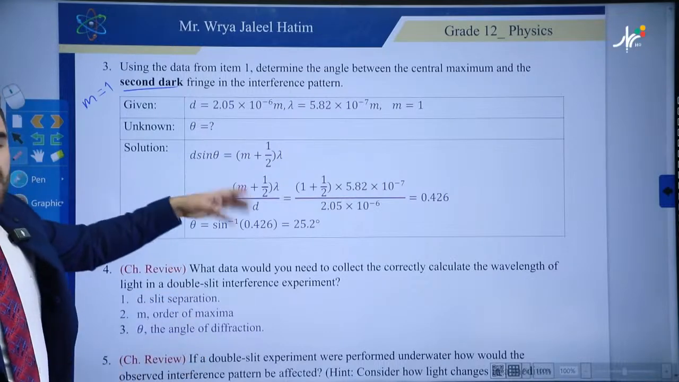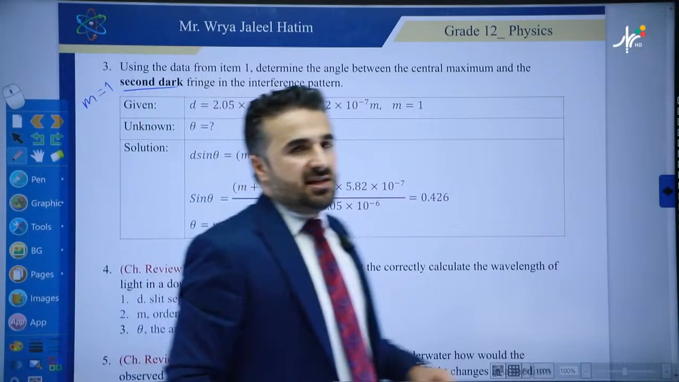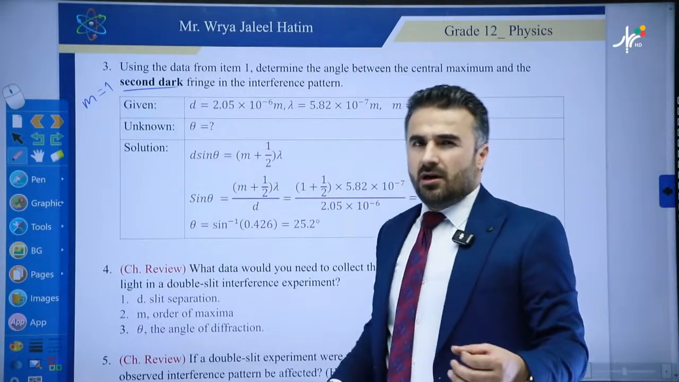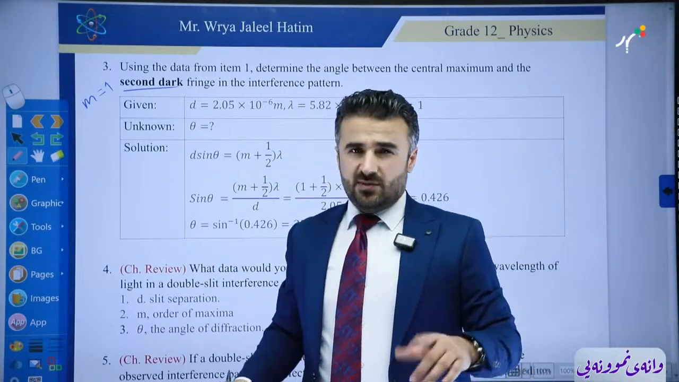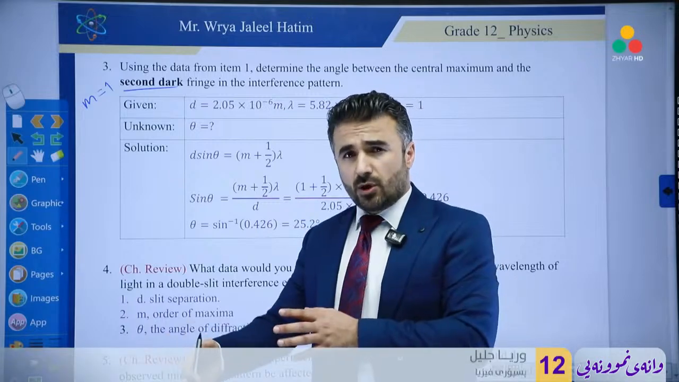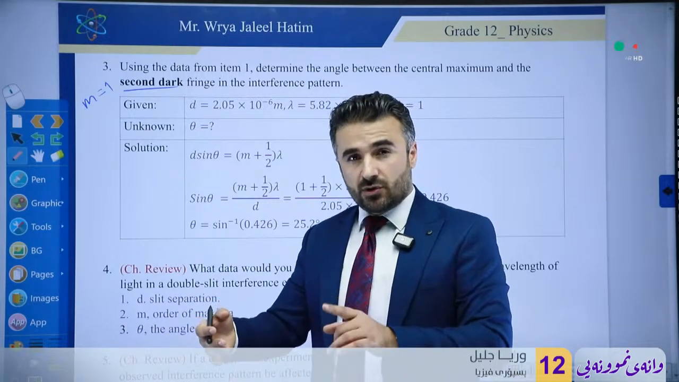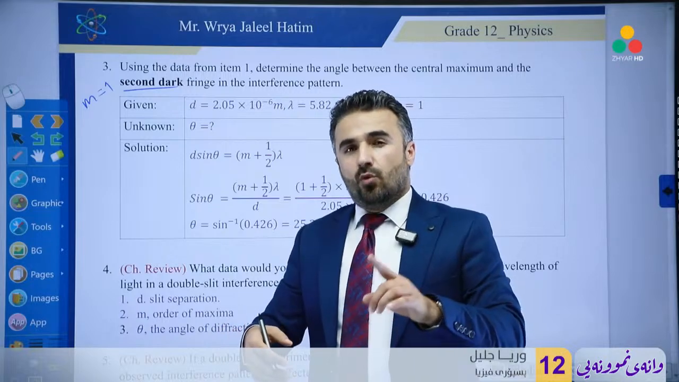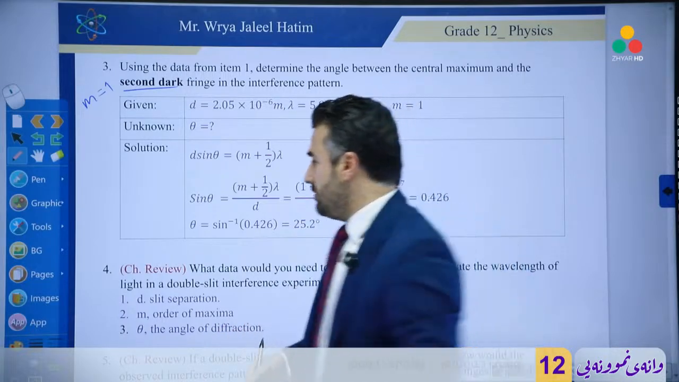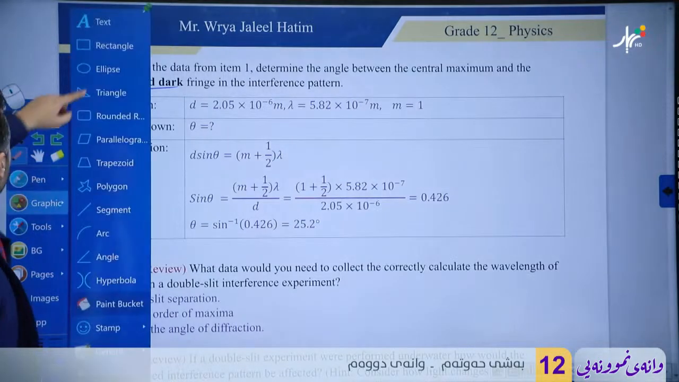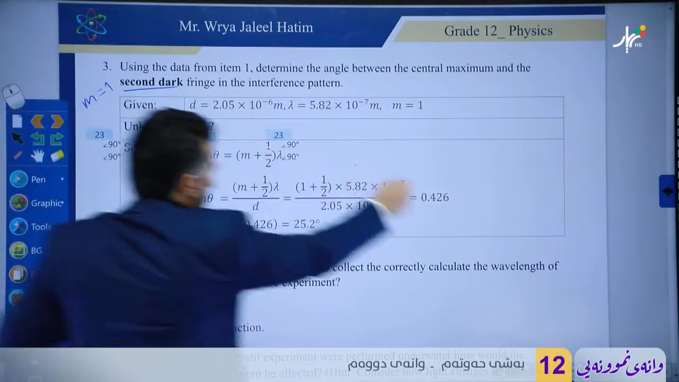The rest is as easy as the previous part. But there is also another difference, which is in terms of the equation. For the dark fringes, or destructive interference, we'll use d sine theta equals (m plus 1 over 2) lambda, close bracket, lambda, same thing. So let's solve this one and see how it goes.